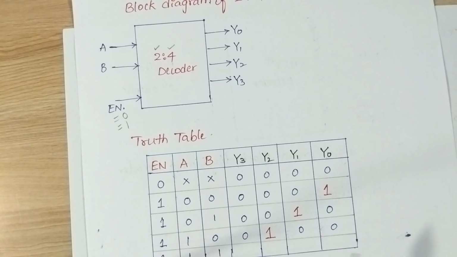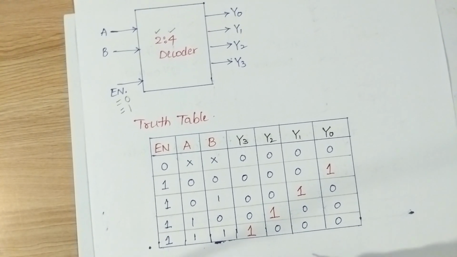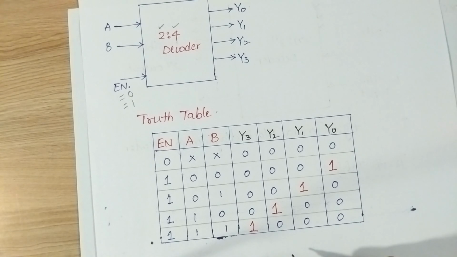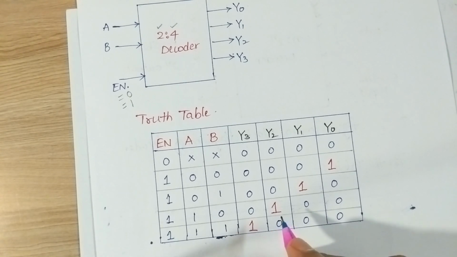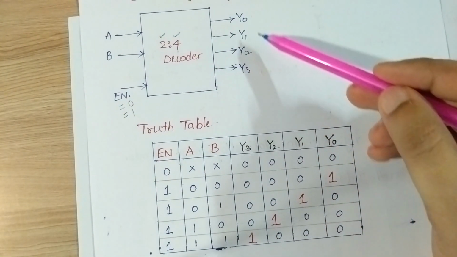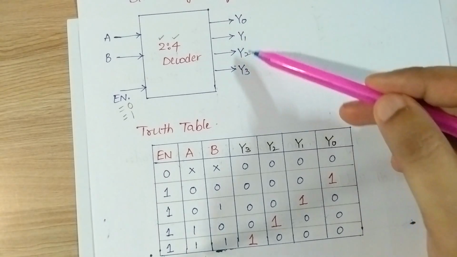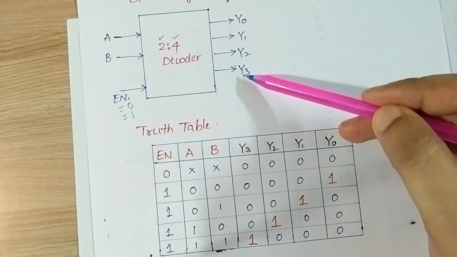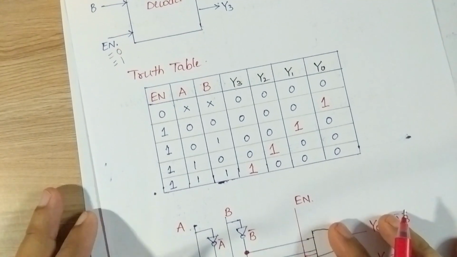The last input combination is 1 1. When A is equal to 1 and B is equal to 1, Y3 will get active and all the remaining outputs will be 0. So this is the operation of the 2 to 4 line decoder. Remember one point: based on the input combinations, among these four possible outputs, only one output will get active at a time. So that's what the decoder represents.